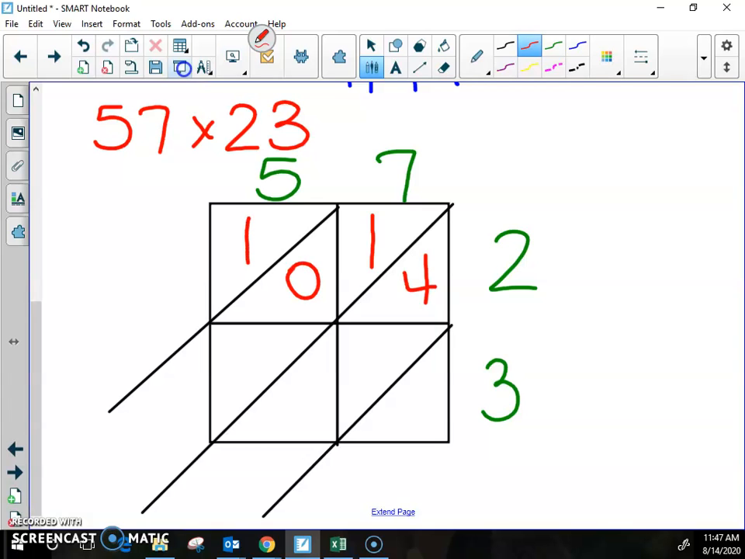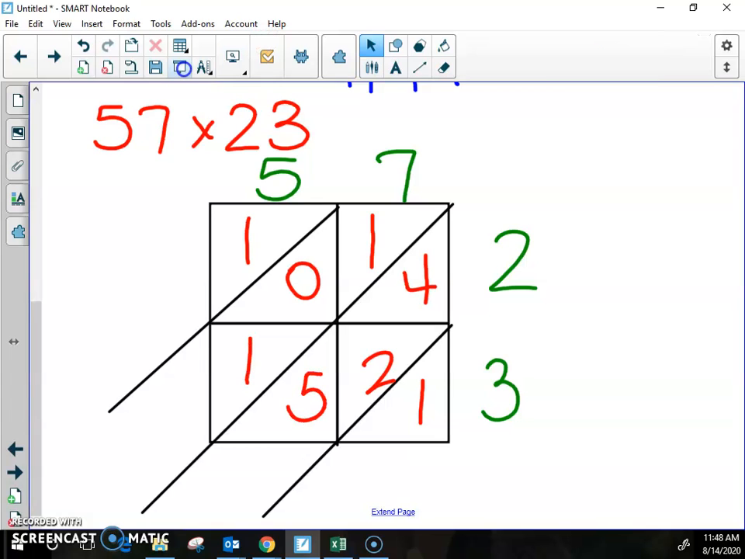Do I need to multiply my 2 by anything else? Now what do I need to do? My 3. What am I multiplying my 3 by first? 3 times 7 equals what? Now what do I multiply my 3 by? What do I get? Okay.